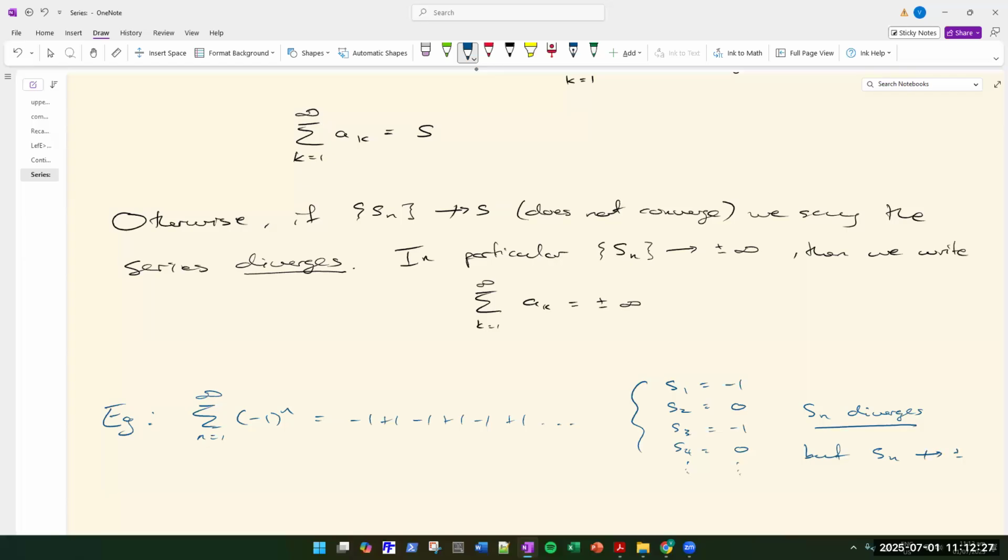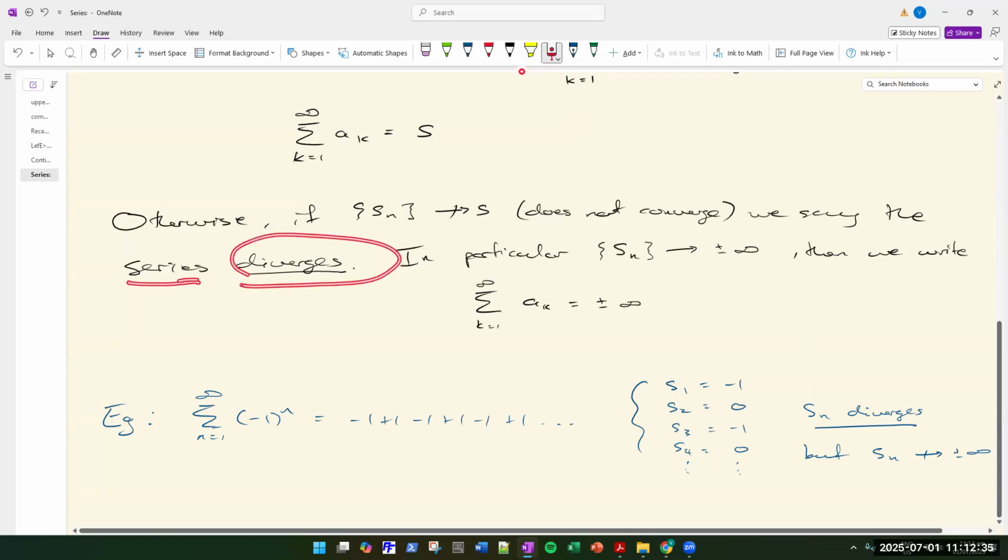Okay, it's not divergent to plus or minus infinity. So what I'm trying to say here is that if someone tells you that a series diverges, you cannot just assume it's divergent to plus or minus infinity, because what could happen is that the sequence of partial sums might just be oscillating between two numbers. Okay, so in that case, the series diverges, but not to plus or minus infinity.